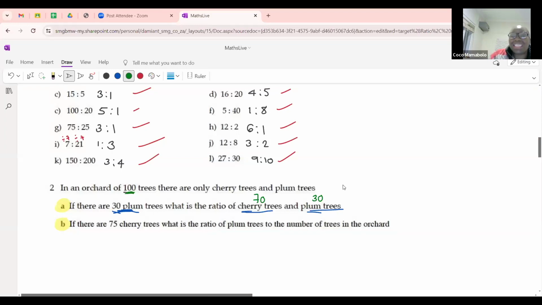Now, because my sentence is written in that order, because it says cherry and then plum, I can't decide to now write my ratio 30 is to 70. This is wrong. I can't do that. I must write it in the order that they gave it to me in the actual question. So they want the ratio of cherry trees first and then plum trees. So I must rewrite this as 70 is to 30, but this is not its simplified form. How can I get this in its simplified form? What would I do here?